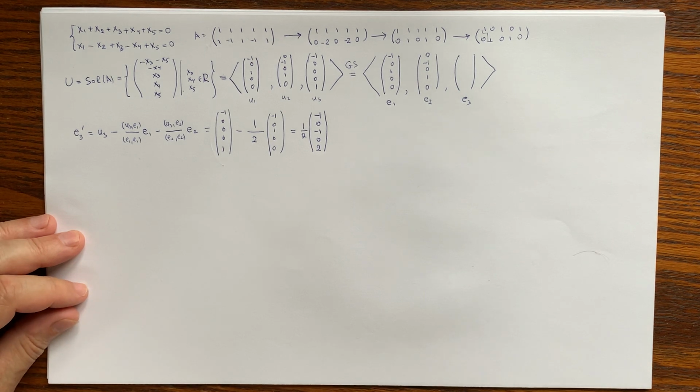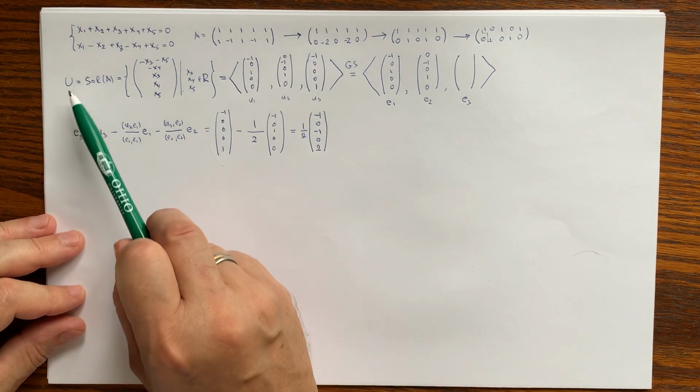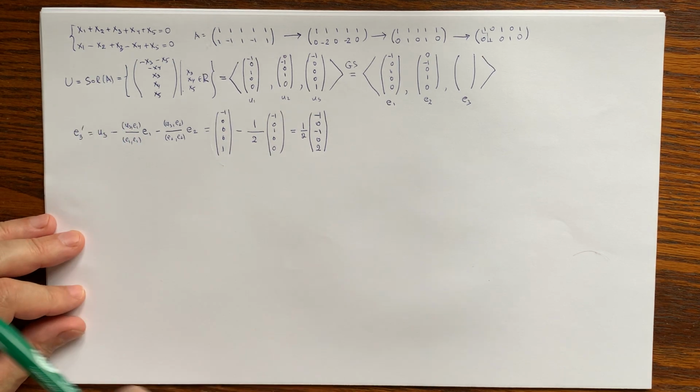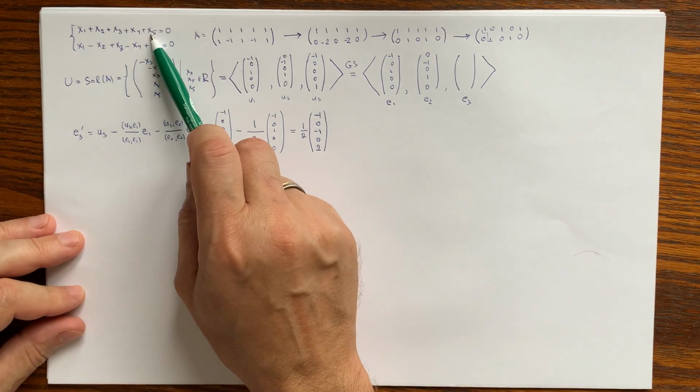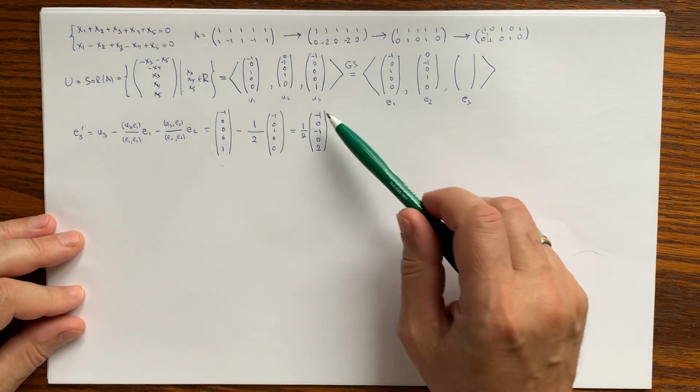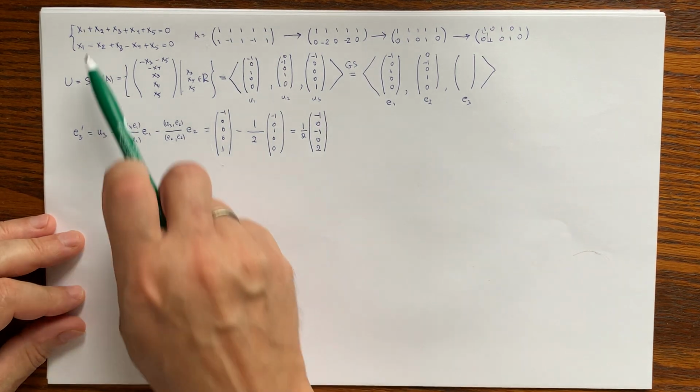So that seems to be the answer, and again we could check that it is in the subspace U. It's supposed to be still a vector which solves two equations. The sum of coordinates has to be 0, that's the first equation.